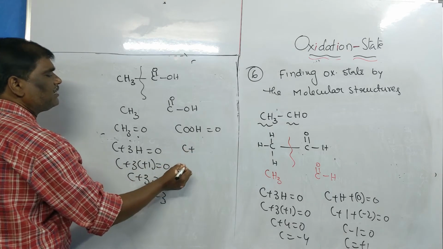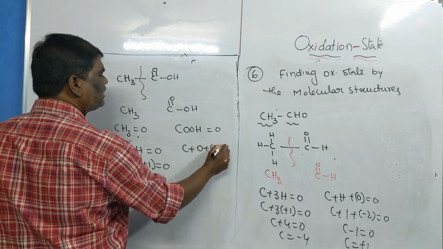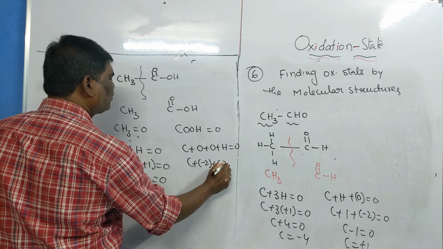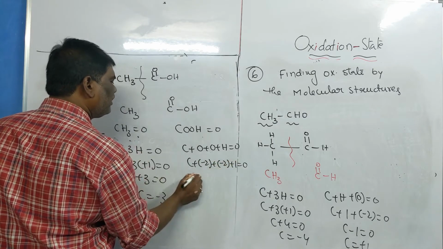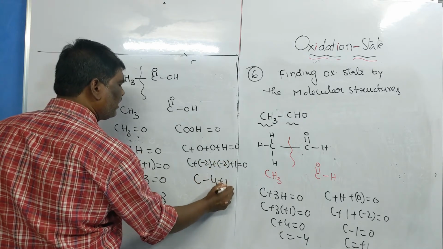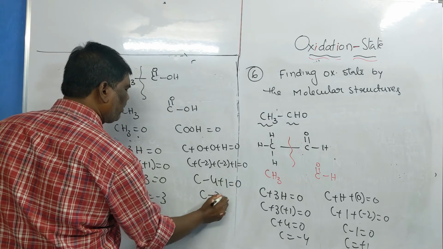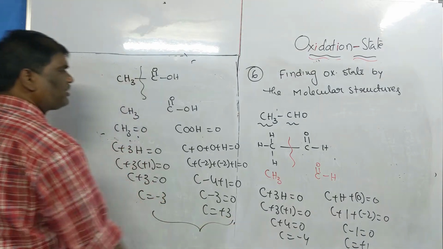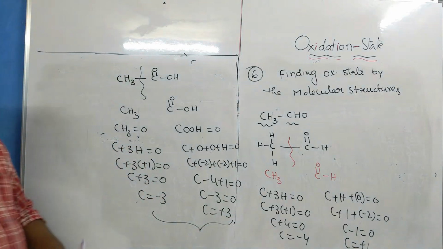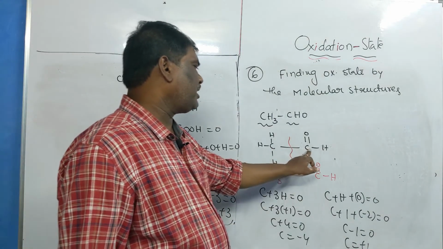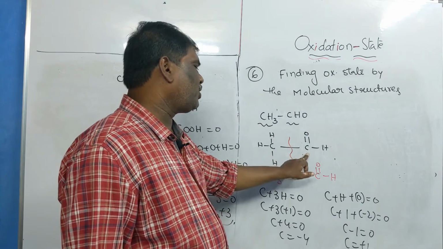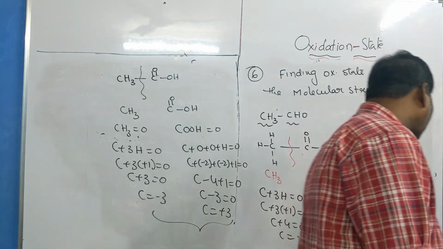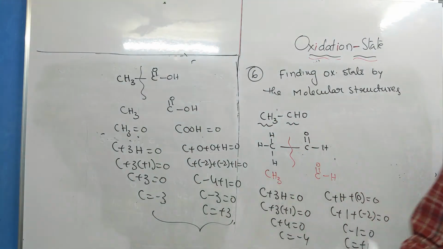Here C plus oxygen plus oxygen plus hydrogen equal to 0. C plus -2 plus -2 plus +1 equal to 0. C -4 plus 1 equal to 0. C -3 equal to 0. For carbon we are getting +3. Thus oxidation states are estimated. Whenever two like atoms are having linkage, we suppose there is no unequal sharing because of same electronegativity. So they are split and oxidation states are calculated.